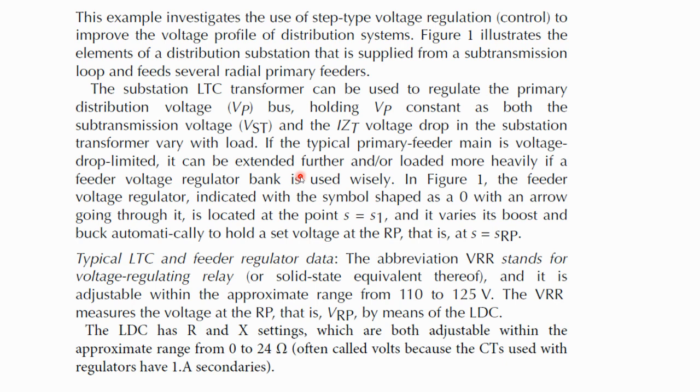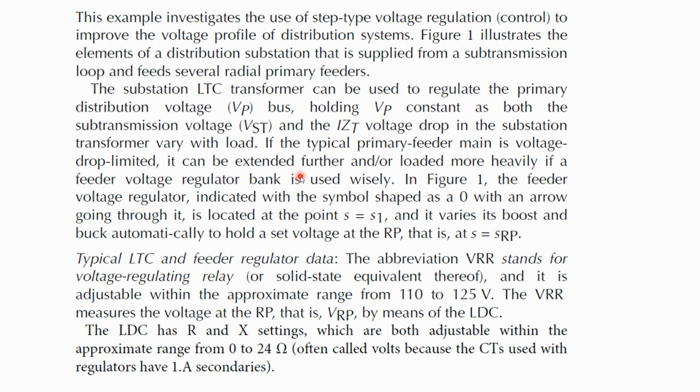If the typical primary feeder main is voltage drop limited, it can be extended further and or loaded more heavily if a feeder voltage regulator bank is used wisely, which is the focus of this chapter. So if we use a regulator, then we can control the desired voltage drop. If we can control the desired voltage drop, we can control how much we want to load our feeder.